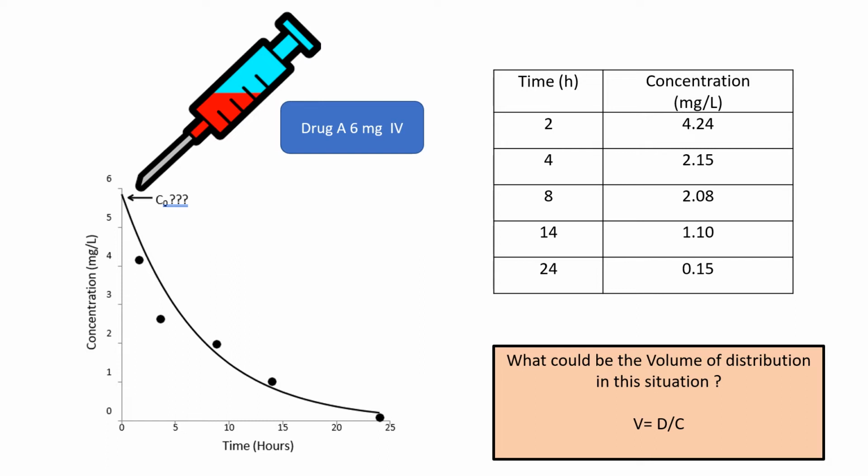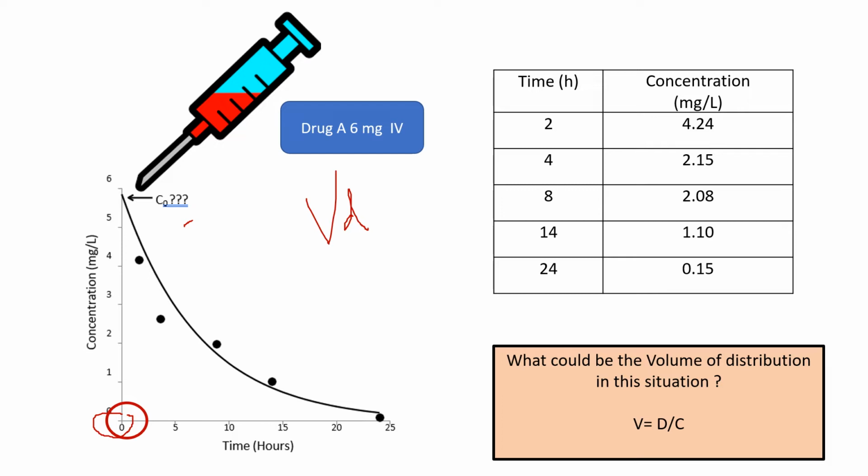To obtain the volume of distribution in this case, you have to use the formula V equals D divided by the concentration. However, as I mentioned, the concentration is continually changing. So in that case, what exactly do we need to take? The concentration that we need to consider is the one immediately after dosing, that is C naught, at the point of 0 hours.